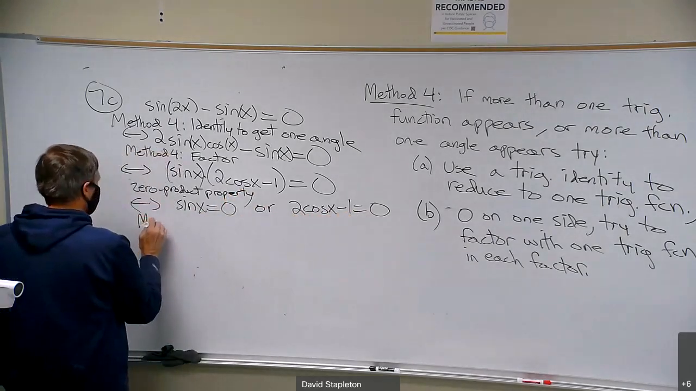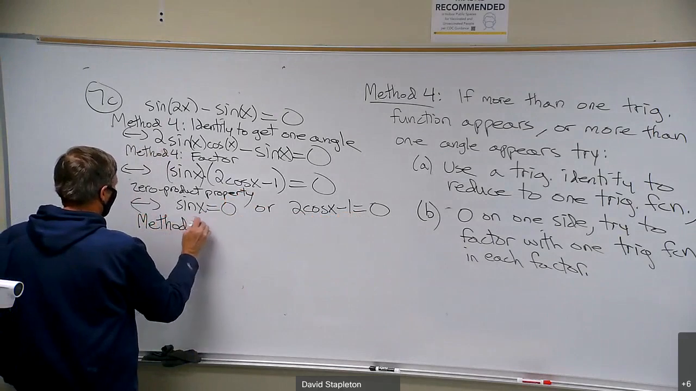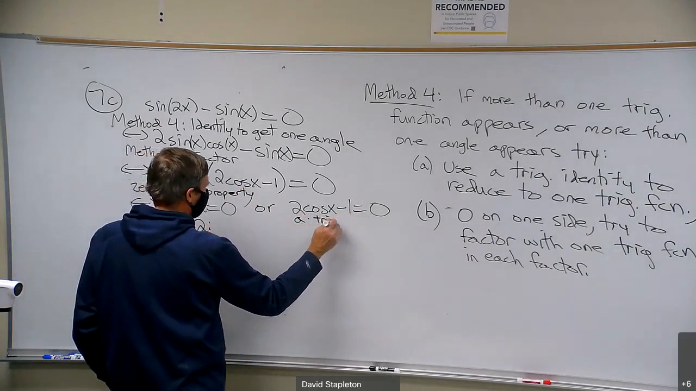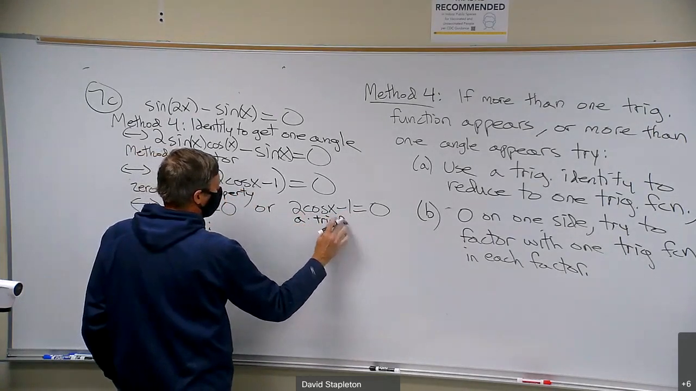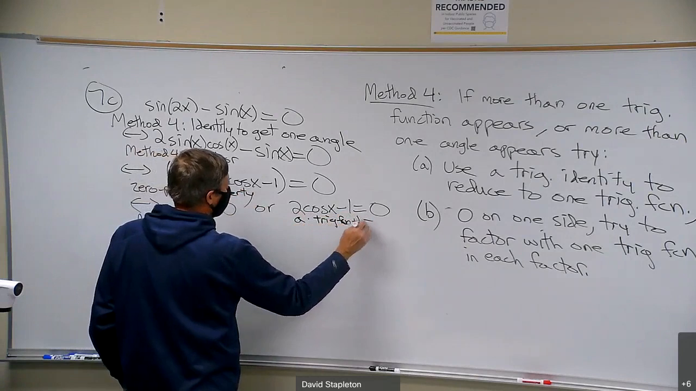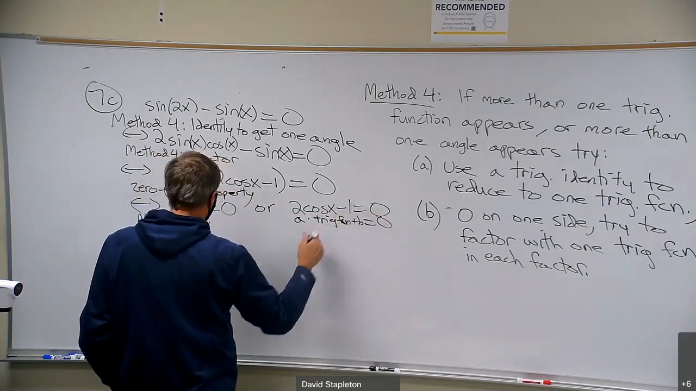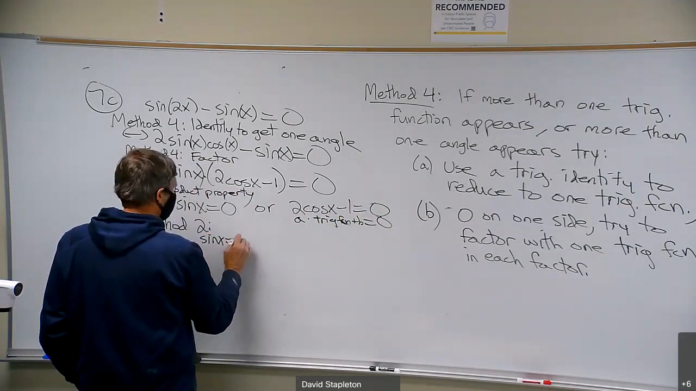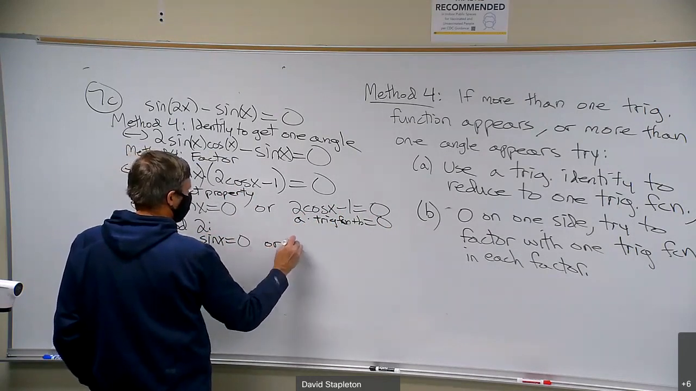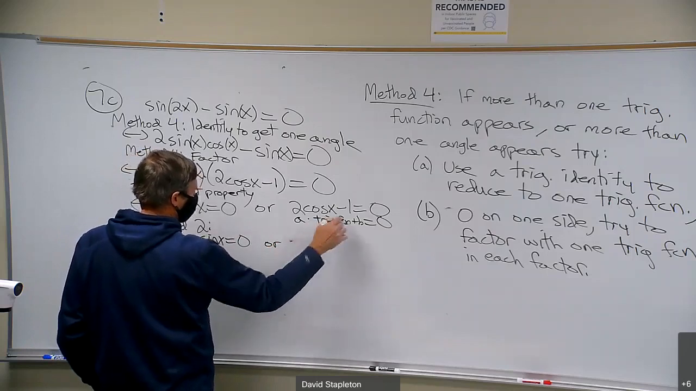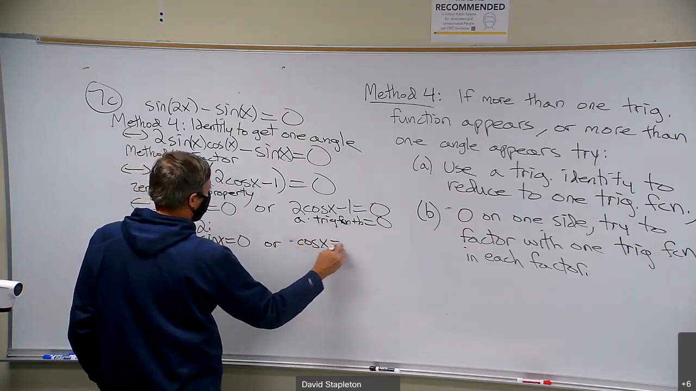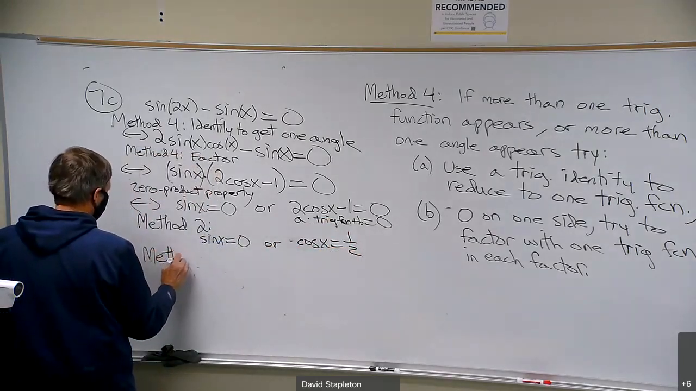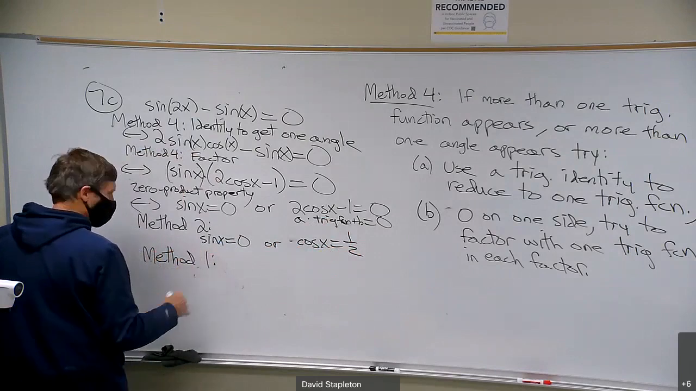So I can go to method 2 for that second case and say when I have a times trig function plus b equals 0, I just subtract b and divide by a. The second expression becomes cosine x equals a half. Right? Add 1, divide by 2. Now method 2 has produced two equations, trig function equal a number. I have trig function equal number, method 1, right?